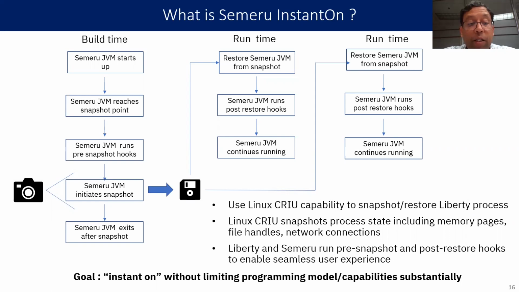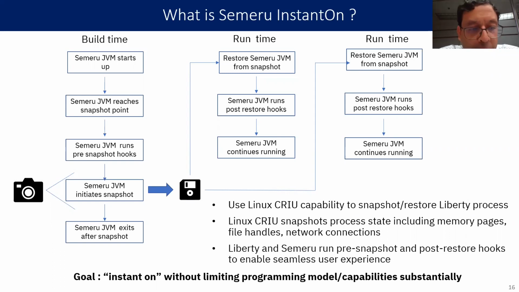The JVM itself is in the driver's seat as far as initiating the snapshot is concerned. So it is the one that produces or calls into CRIU to produce the snapshot, and then it exits after taking that snapshot. Now, as I said, you would bundle the snapshot image in your container, and you can restore from that snapshot image as many times as you want. On the runtime side is where we show this. You restore the Semeru JVM from the snapshot, so the process comes back to life. Then you can run some post-restore hooks to massage the process into the state that you would like. And then the application continues running as though this whole process had not occurred.